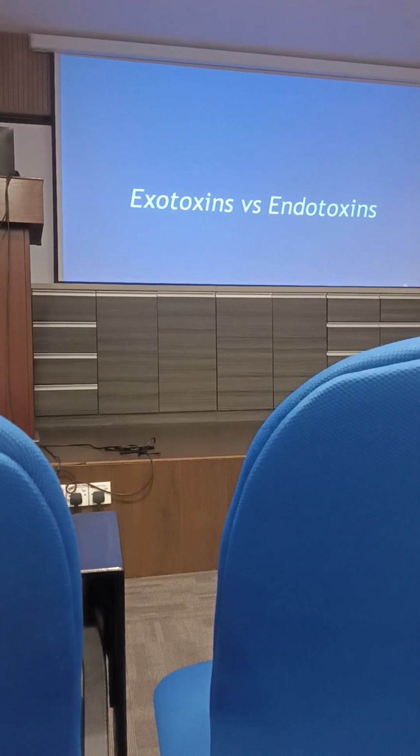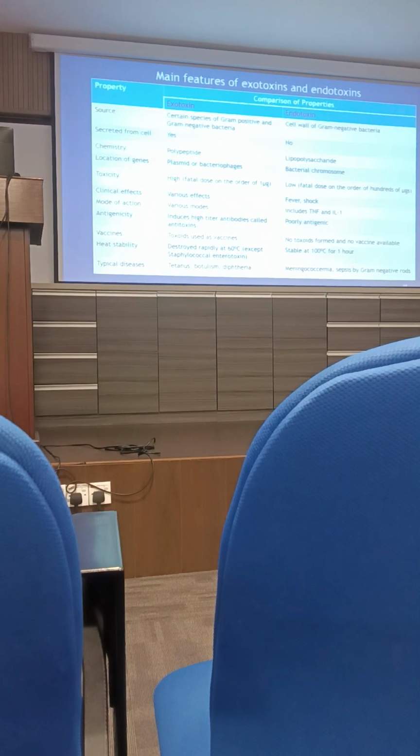Apa lagi? The component? Polypeptide. Which one is polypeptide? Exotoxin. Exo is a polypeptide. Endotoxin is a polysaccharide. What else? The location of genes. Exotoxin is on plasmid or bacteriophage, right? So it can be transmitted to, for example, Corynebacterium diphtheriae. There can be non-pathogenic diphtheriae, and those transfected by bacteriophage carrying this gene can be toxigenic. Whereas endotoxin is in the bacterial chromosome lah. It's part of the structure kan.